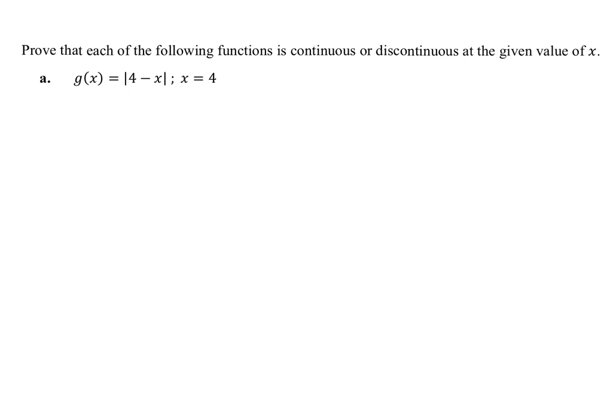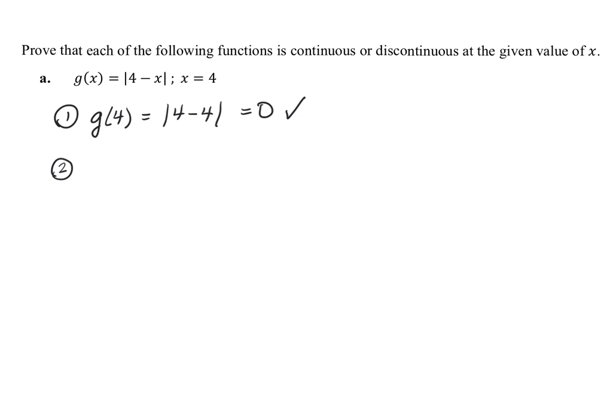So our first condition for continuity is that the function has to be defined at the given x value. So that means we need to show that g of 4 is defined. So g of 4 would be the absolute value of 4 minus 4, which is 0. So because we did get a value, an output, we can say, yes, the first condition has been met.